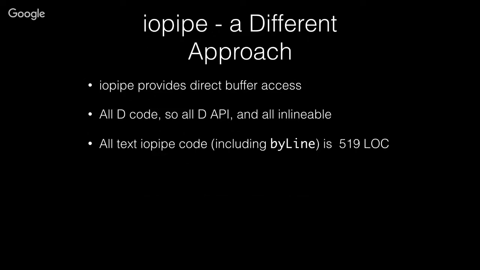All the text iopipe code, which includes detecting bombs and dealing with different Unicode styles, is 519 lines of code, including unit tests and comments. Compare that to Phobos' 520 lines of code that's just byline without unit tests and comments. So it's much simpler. And the reason mostly is because Phobos has 4 different implementations to deal with the 4 different shortcuts. We don't rely on C shortcuts and the limitations thereof.